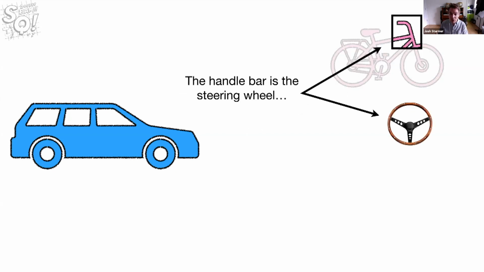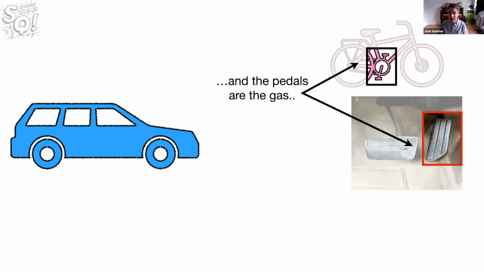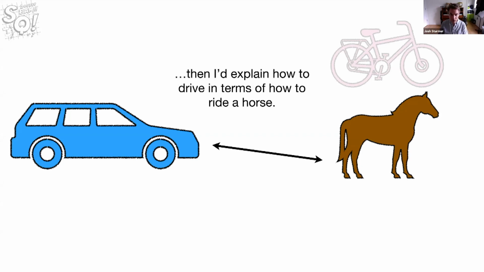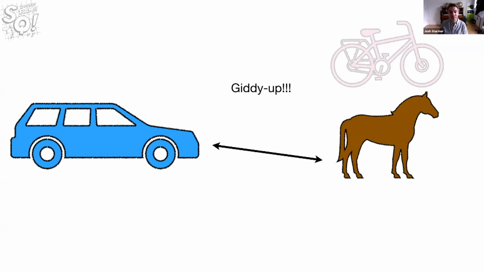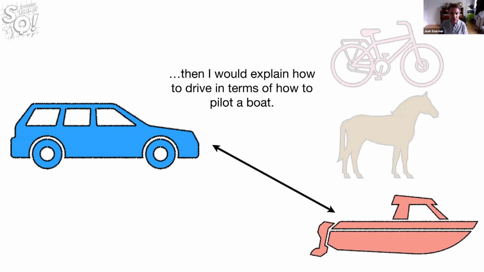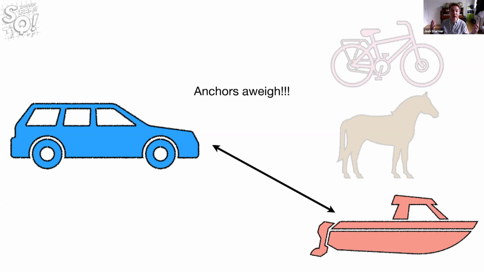The handlebar is the steering wheel, and the pedals are the gas, etc. In contrast, if they knew how to ride a horse, then I would explain how to drive in terms of how to ride a horse. Giddy up. And if someone had piloted a boat before, then I would explain how to drive in terms of how to pilot a boat. Anchors away.